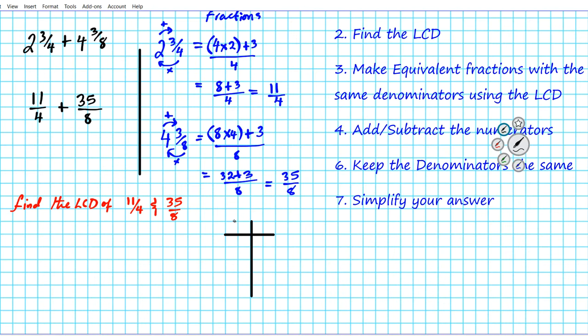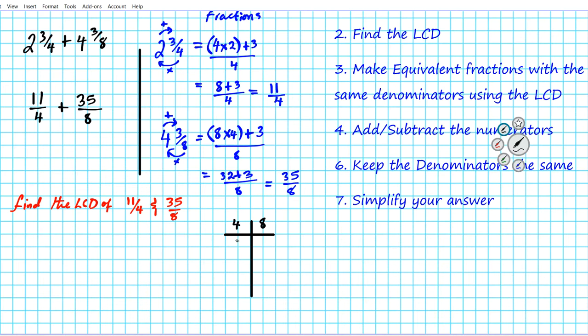Okay, so we'll put the smaller one first, 4, and then 8. Now we're going to list the multiples of 4 until we hit 8. Sometimes the bigger number shows up in the multiples of the smaller one. In that case, you stop right there, because that's equivalent to the first multiple of the bigger number.